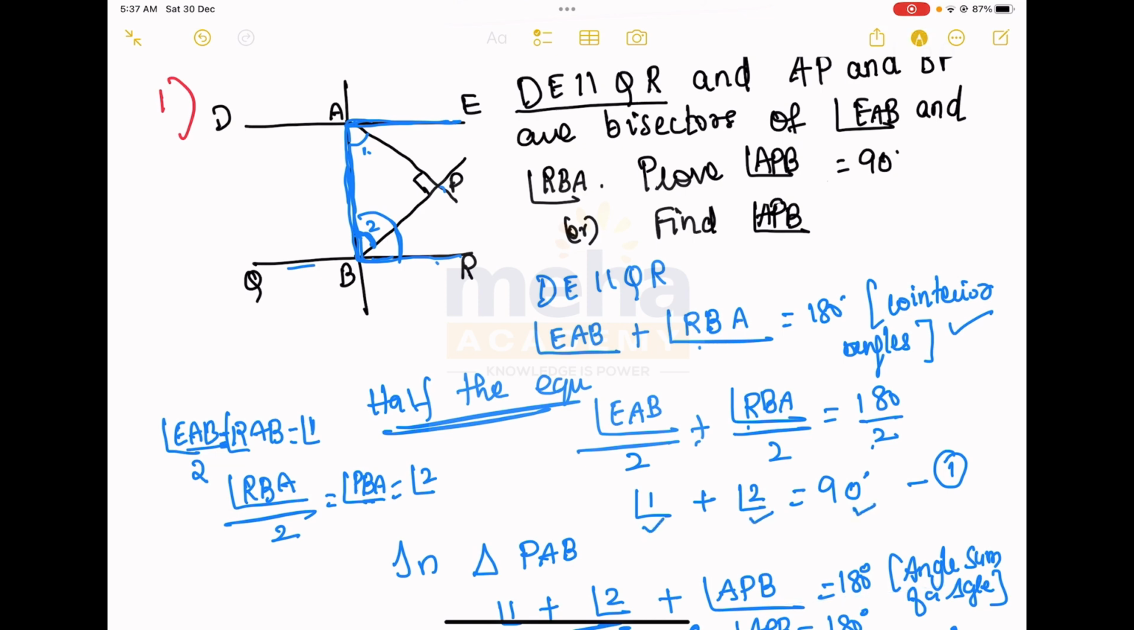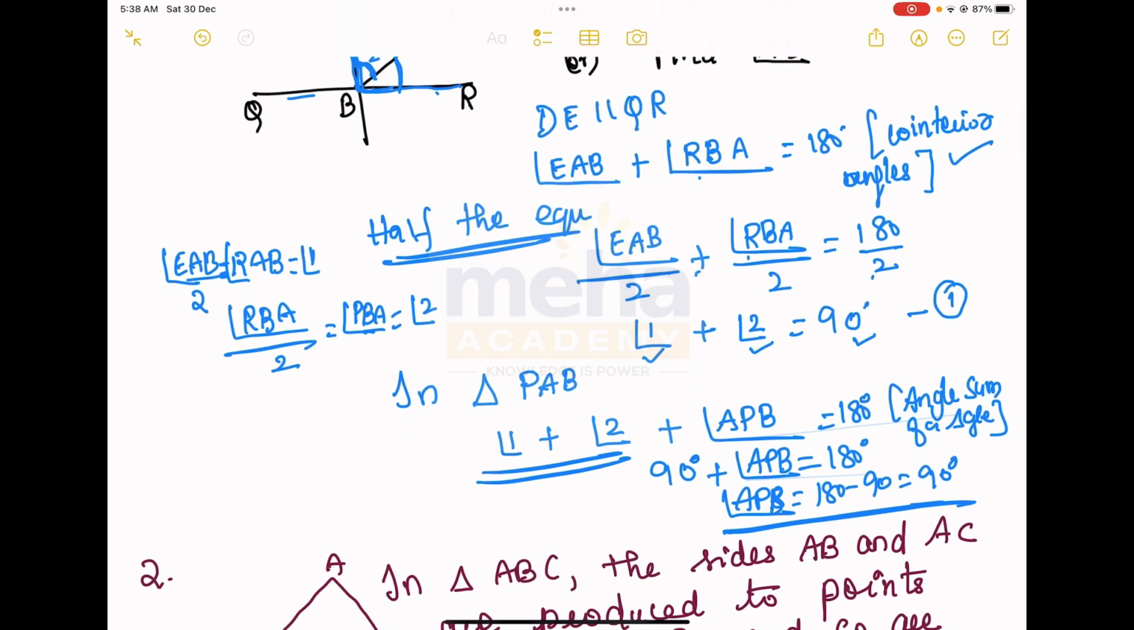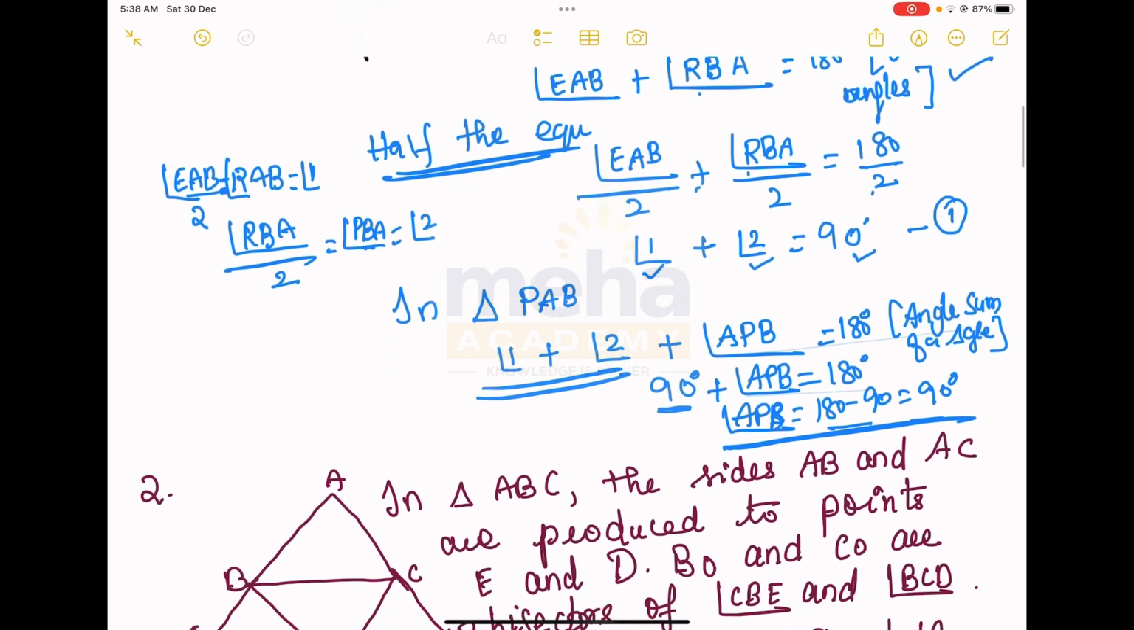In triangle PAB, we know angle 1 plus angle 2 plus angle APB is equal to 180 degrees. Substituting angle 1 plus angle 2 is 90, we get APB is equal to 180 minus 90, that is equal to 90 degrees.